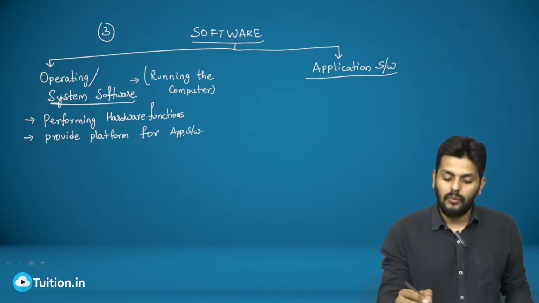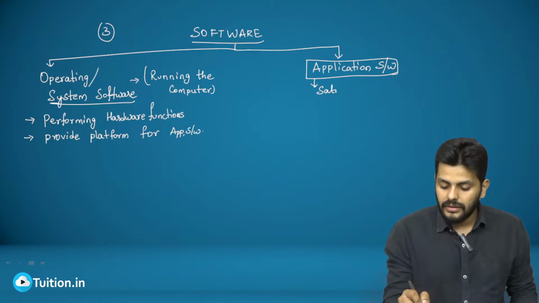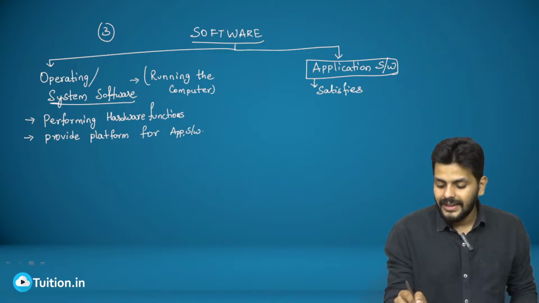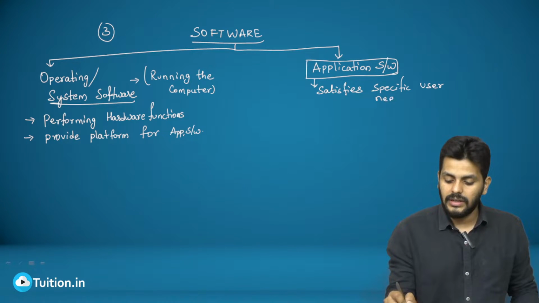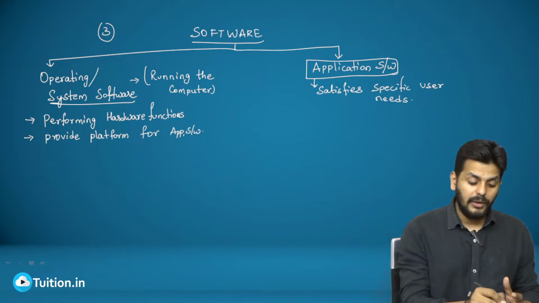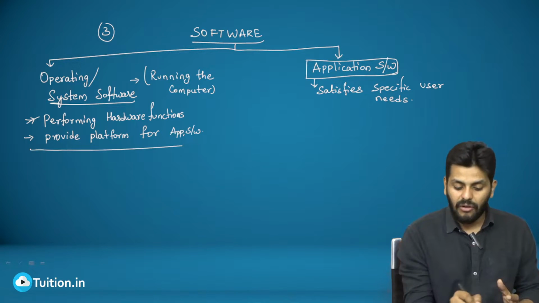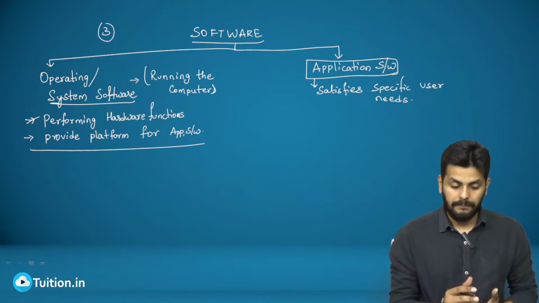the operating system, while application software satisfies specific user needs. That's what it does, satisfying specific user needs. But when it comes to this, it performs all the hardware functions and provides a platform for the application software. It is called running the computer.